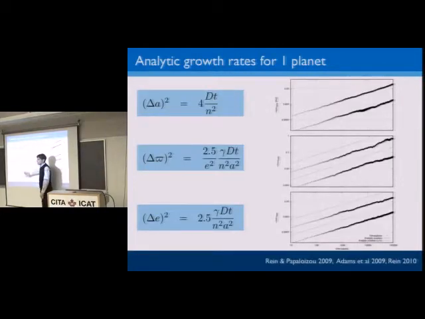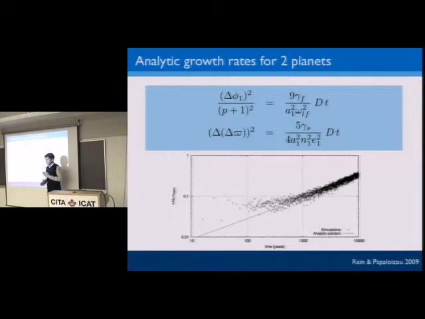So these equations here are diffusion equations. There's a diffusion coefficient D and a time t. You can see that all these quantities grow like the square root of time. That is, the root mean square value grows like the square root of time, like it should for a random walk. You can do that analytically for all these orbital parameters to compare with simulations, and they fit quite well. The most interesting thing is to do the same analysis for multiple planets.